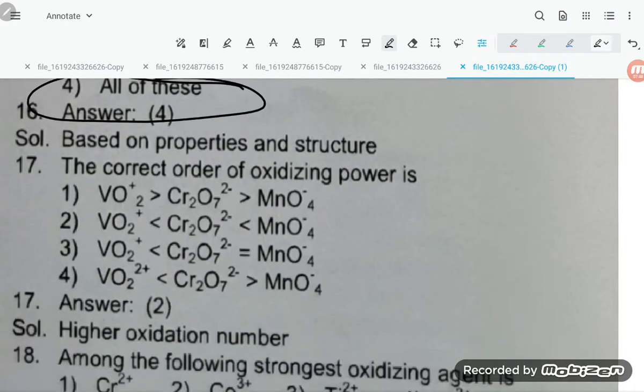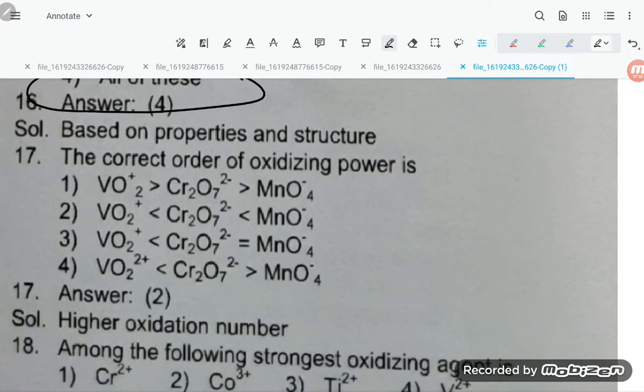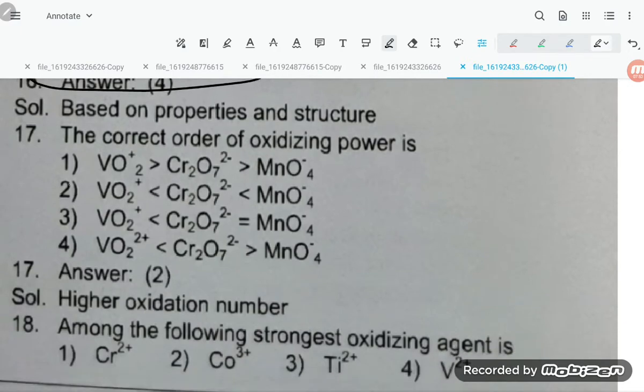Okay. The correct order of oxidizing power is asked. As the oxidation state increases, plus 7, plus 6, and so on, the oxidizing power also increases. So as the oxidation number increases, oxidizing power is also increased.